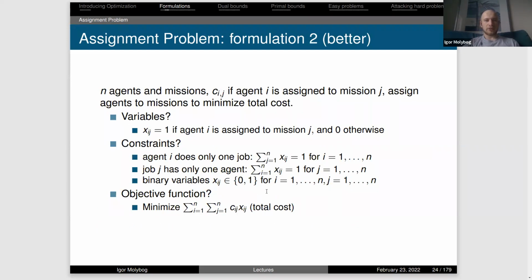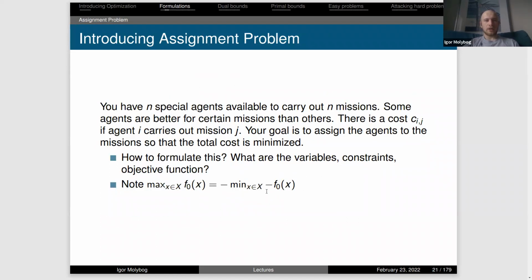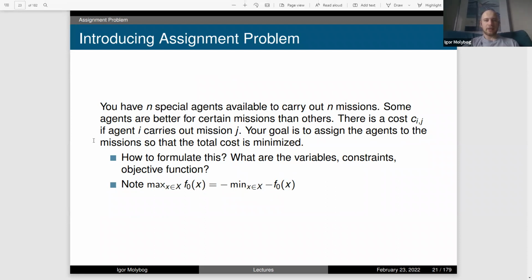So the first important example is the assignment problem. It's a problem where we have, let's say, n special agents that are available to carry out n missions. Some agents are better for certain missions than others, and there is a cost Cij of agent i carrying out mission j. Your goal is to assign the agents to the missions so that the total cost is minimized.